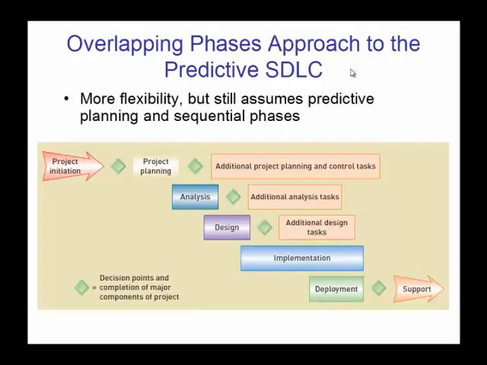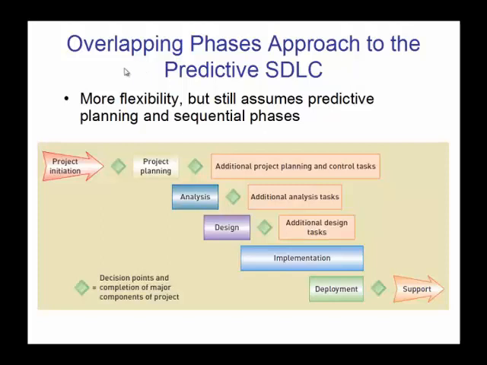In practice, using the pure waterfall predictive SDLC is very difficult to do. Originally, this kind of life cycle approach was designed to be used for building a building or building a bridge, where it's very precise and everything can indeed be specified out in advance. Information systems deal with a lot more uncertainty, and they're all harder to plan out completely in advance.